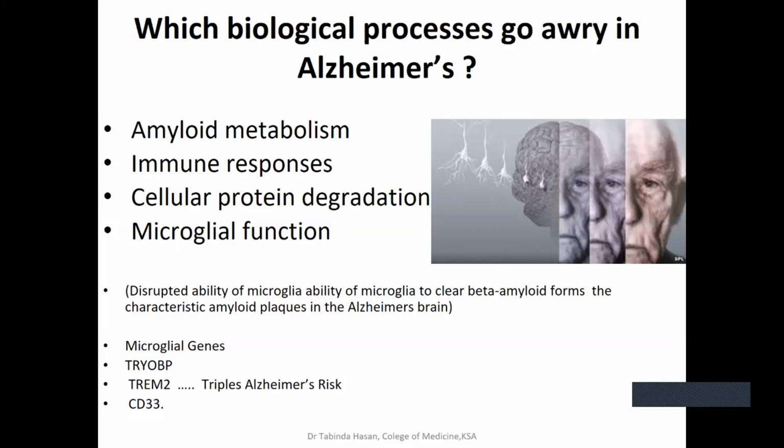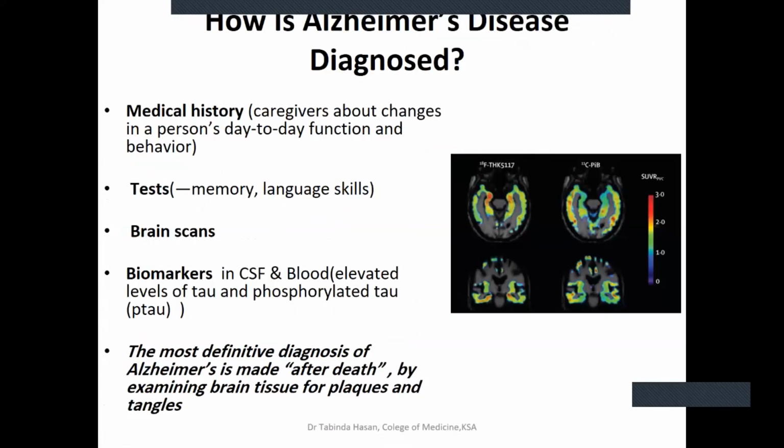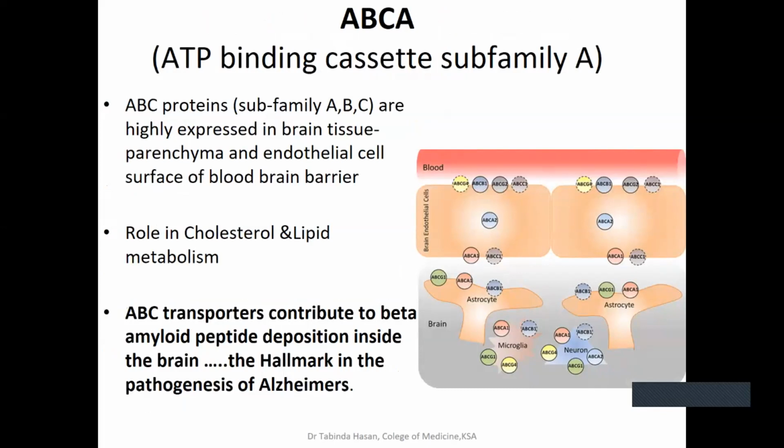So we can see that apart from microglial genes, there have been other types of genes that have been discovered, like the TREM2 gene and the CD33 gene. So these are some of the newer genes that have been discovered. So now we come to another type of gene, that is the ATP binding cassette. So we go to the previous slide. The ATP binding cassette, or the ABCA gene.